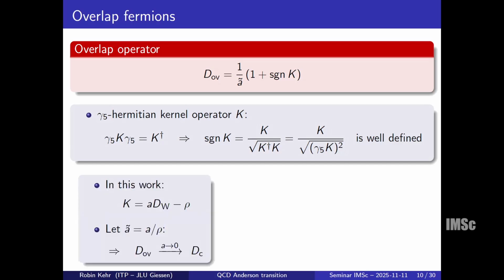As I already said, usually we use the Wilson operator, which we also did in our work, with a negative mass shift rho. I'll explain in a second what this does. And now I explain why we have a tilde here, which is just a divided by rho. You need this factor to obtain the correct continuum limit.